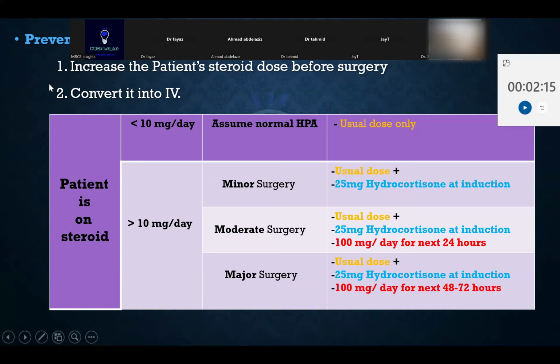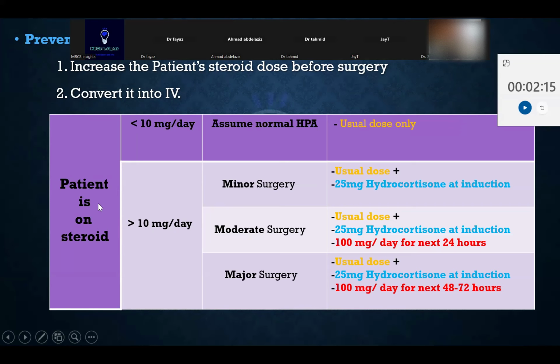So what we should do is increase the patient's steroid dose before surgery and also convert the oral into IV one. Okay, and I just added the doses of steroid here for better understanding. I think you all know this chart.